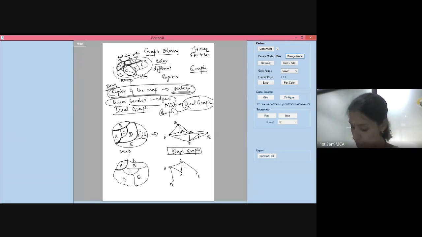Coming to C, C shares border with A. CA we have already connected. C shares border with D and E. Right? So I will connect CD and CE.